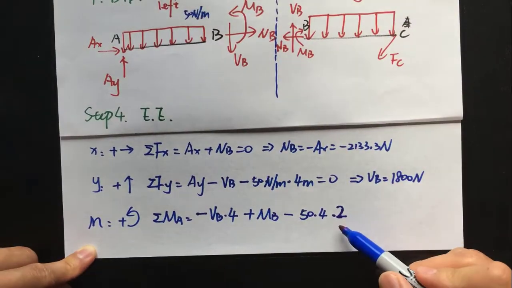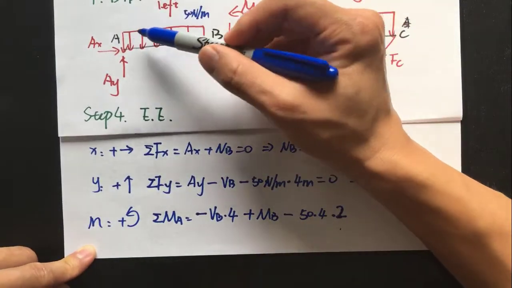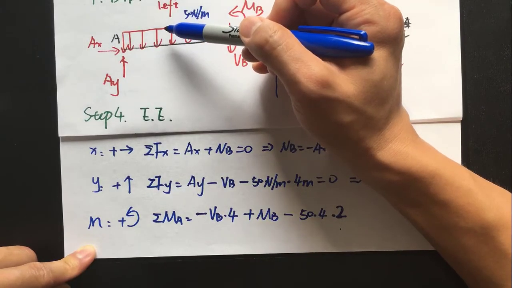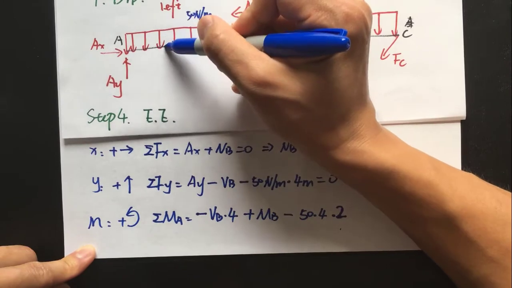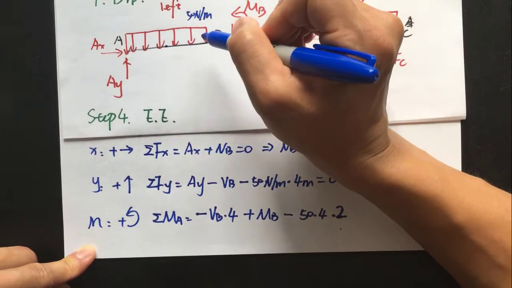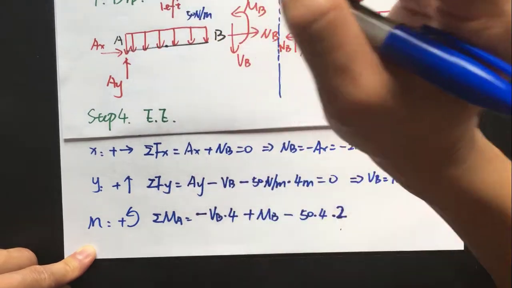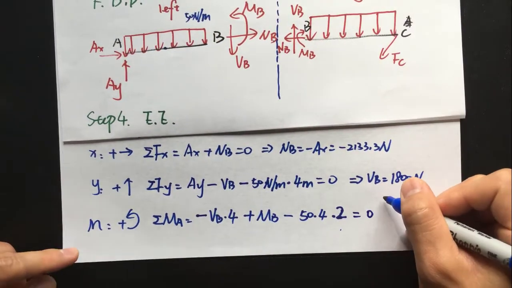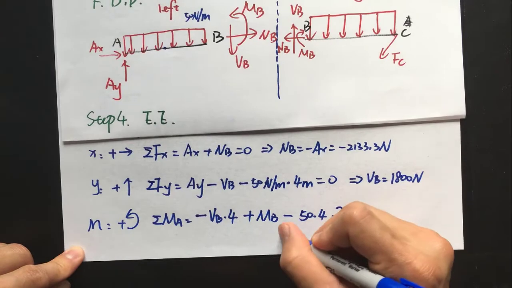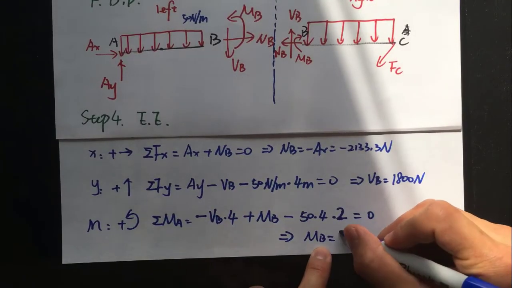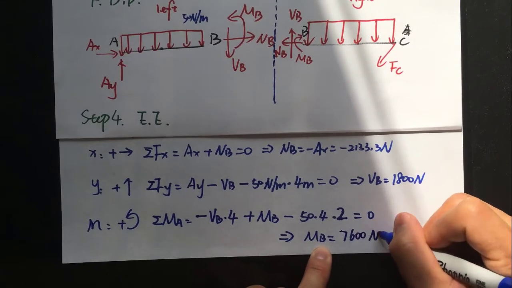The reason the distance is 2 is that if you simplify this distributed load into a concentrated load, it would act at the midpoint of AB. Therefore, the distance from the midpoint to A is only 2 meters. This equation equals 0, and from here we get MB equals 760 Newton meter.